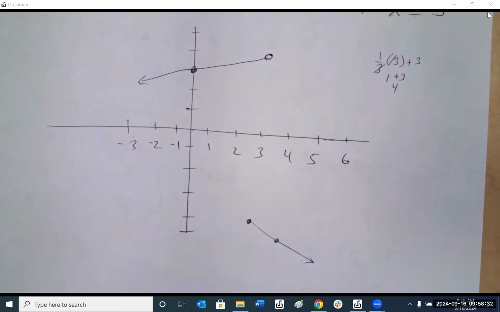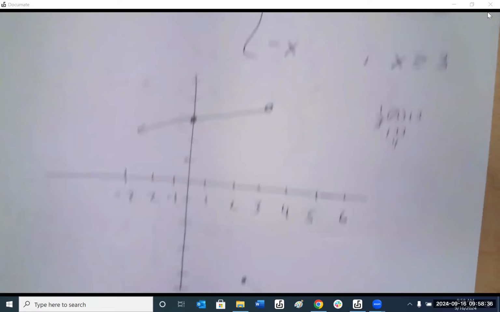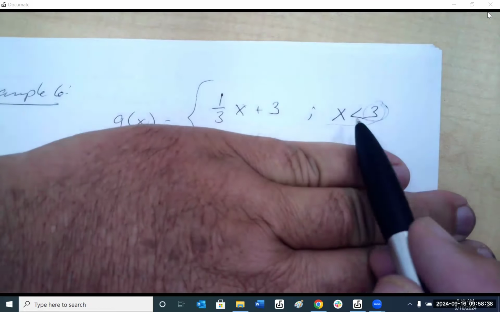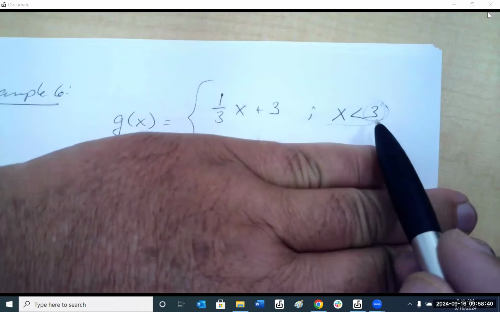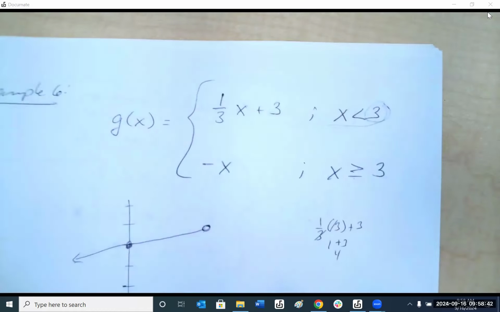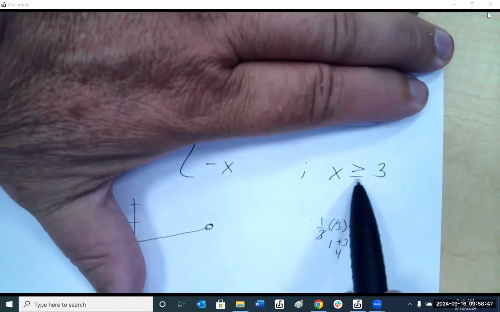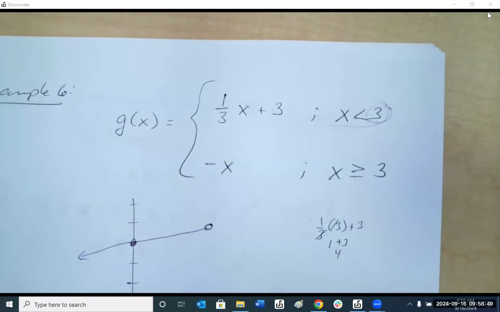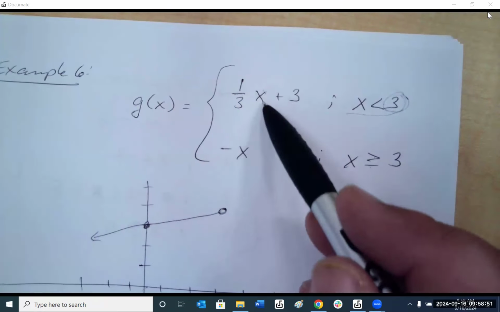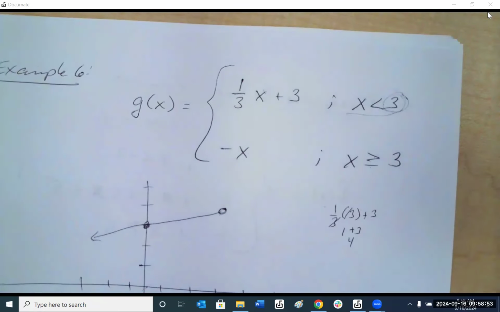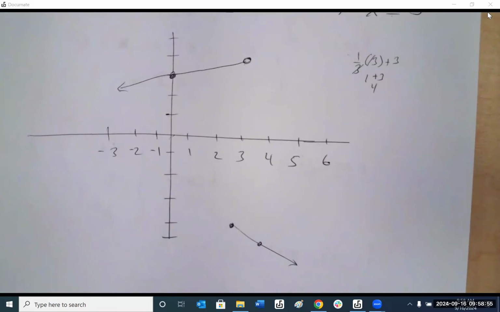You just have to draw both of those graphs separately on the same graph. So I draw this one only up to three, and at three, I put an open circle. And then I draw this one starting at three. Since I know both of these are linear equations, I could just find two dots, connect them, and then go on forever.